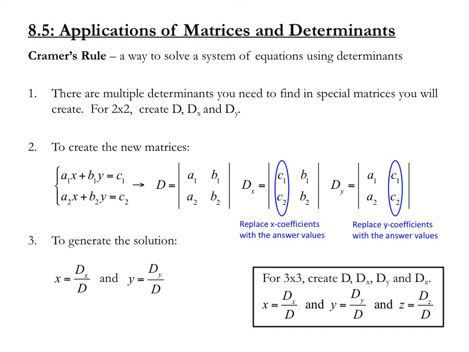Then to get the answers, all you have to do is set up these two fractions. To find x, I have to do Dx divided by D, and to find y, I have to do Dy divided by D. And D in all of these refers to finding the determinant. That's why you see these flat lines, and it's not the brackets for a matrix. All of these are asking you to set it up and find the determinant of those 2 by 2 matrices. So let's try one.